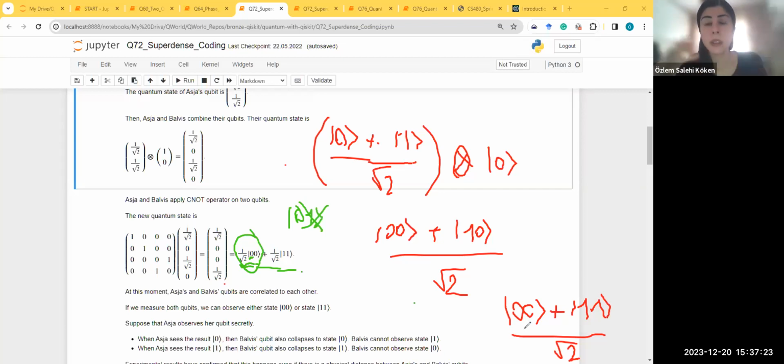But also be careful that this is not saying that we are sending information faster than light or something like this. We are not sending any information. Asya is not sending information because she cannot determine whether her qubit will collapse to 0 or 1. She's just making a measurement and randomly her state is collapsing to 0 or 1 with probability 1/2. And then Balvis will observe the same state if he makes a measurement. And the converse will also be true, of course. If Balvis makes the first measurement, then this will determine Asya's outcome. And this is what we call entanglement.